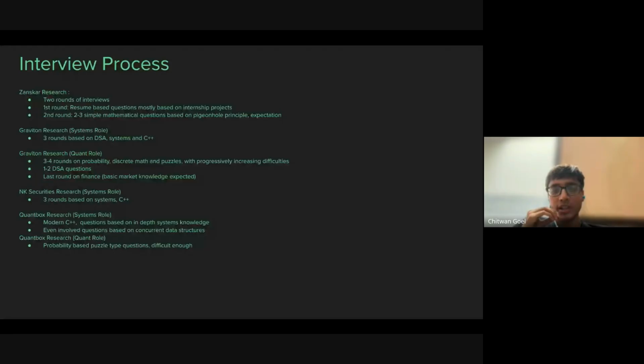QuantBox systems and Quant were on-campus processes where the interviews were conducted in November. Mostly 3 or 4 rounds were conducted in November. For the systems role, I think QuantBox asked the toughest questions on systems. They asked about modern C++, smart pointers, etc., whatever new concepts there are in C++. The systems questions also included Linux kernel-based questions, somewhat deeper knowledge of the Linux kernel and its implementation. Some rounds also involved questions on concurrent data structures.